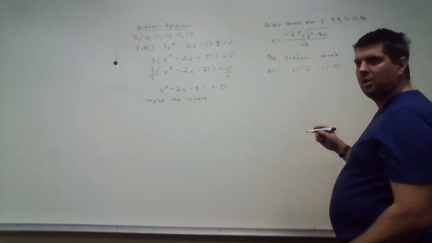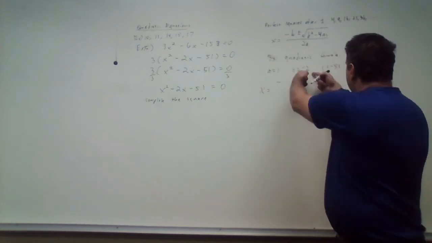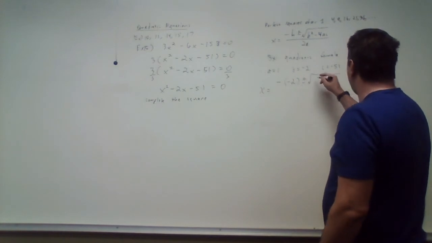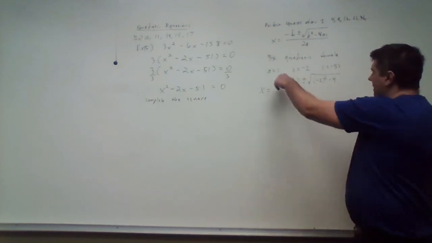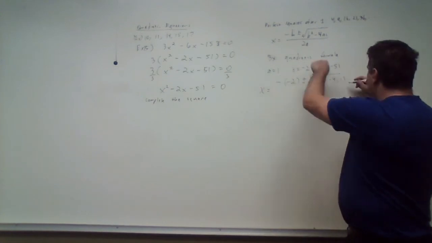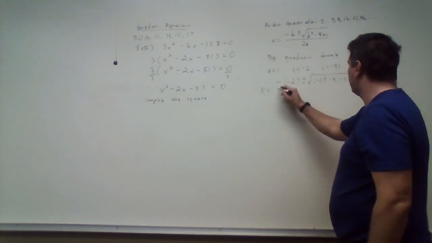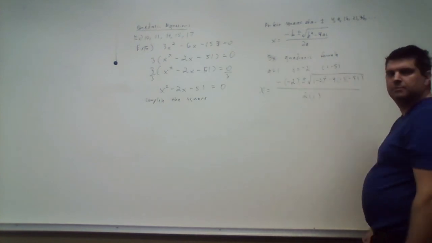Okay? So, x equals negative 2 plus or minus square root of negative 2 squared minus 4 times 1 times negative 51 over 2 times 1. Okay?